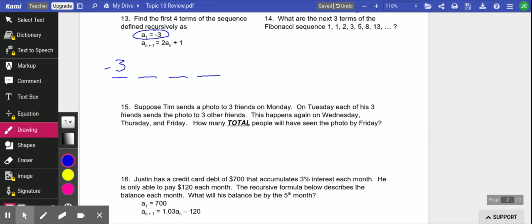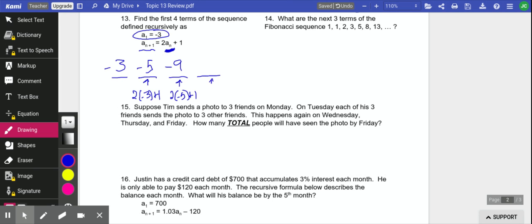Now, what this next thing tells us is how to get to the next term. Okay, so if you want to find a_(n+1), you take 2 times a_n. Well, a_n is just the number before. So this is telling you to take 2 times the number before and add 1. So to get the second term, we're going to take 2 times the number before and add 1, which is going to give us -5. And then to get this number, we're going to take 2 times the number before and add 1, which is going to give us -9.